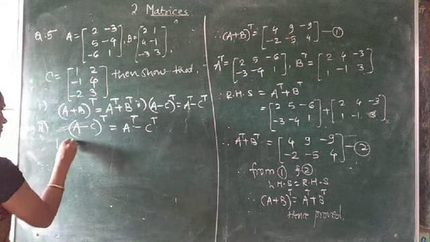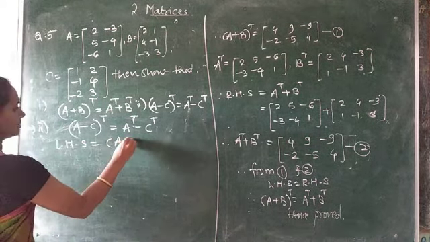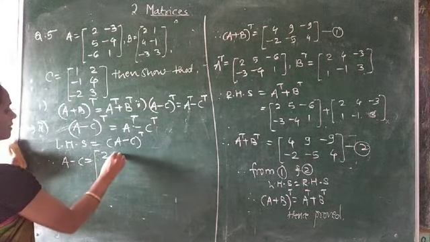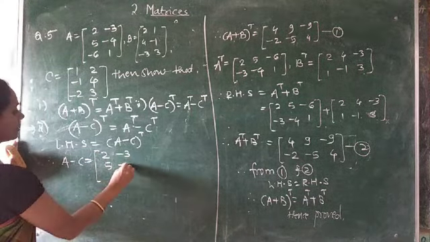LHS is equal to (A minus C) transpose, and then write A minus C. Subtraction of A and C. What is A? A is 2, minus 3, 5, minus 4, minus 6, 1. Minus C, which is 1, 2, minus 1, 2, 4, minus 2, 3.